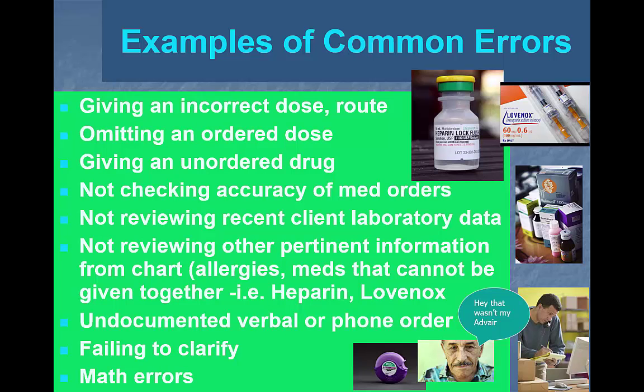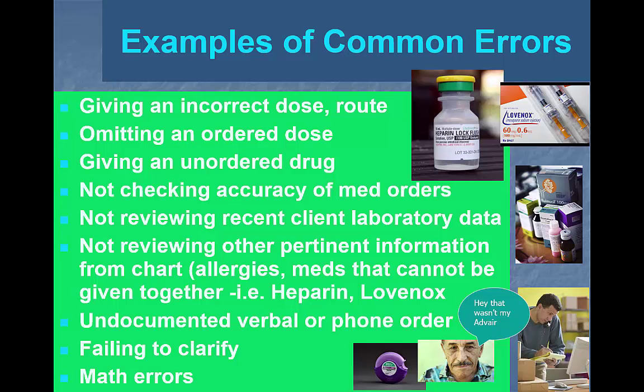So giving an incorrect dose or the wrong route, omitting an ordered dose, giving an unordered drug, like, oh, you have a headache? Well, there's some Tylenol in the bin. I'll just give you some. No big deal. Not checking the accuracy of a med order, not reviewing a recent client lab data. So they're on gentamicin and they just had gent levels drawn, and you didn't check, but they're in gent toxicity now, and you go and give their IV gentamicin. So that's not good. Not reviewing other pertinent information about their allergies, drugs that shouldn't be given together, like ibuprofen and Coumadin, heparin, Lovenox, things like that.